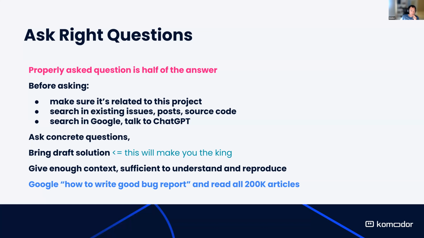Finally, give enough context, sufficient to understand and reproduce. Google how to write a good bug report. There's a ton of guidance on how to create good bug reports, and just go and read it all. For ages, for decades, I've been seeing this problem of how to report problems effectively, efficiently, and it still repeats and repeats. It's a junior mistake. Don't make that junior mistake. Learn what it means to report properly.